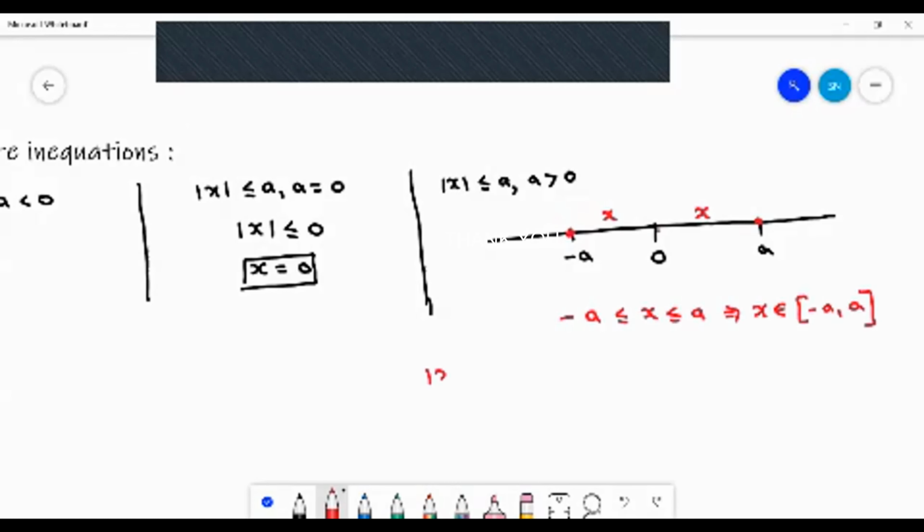If at all mod x is strictly less than a, where a is greater than 0, then the corresponding solution is minus a is less than x is less than a. That implies x belongs to the open interval minus a to plus a.